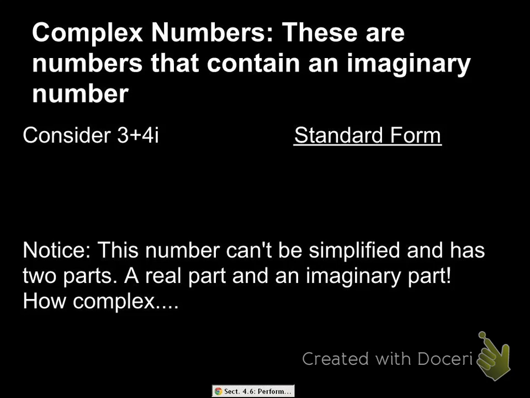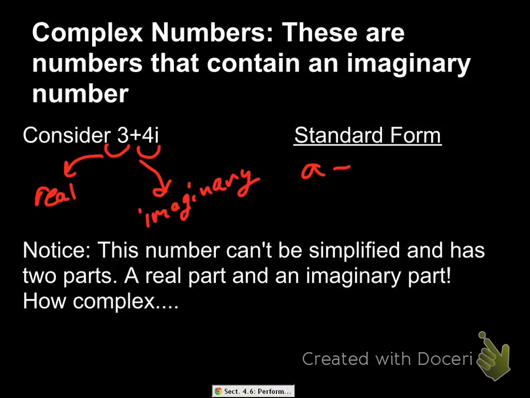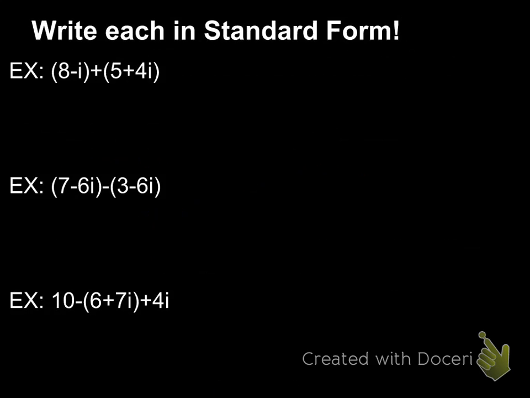Okay, so if we think about the number 3 plus 4i, that's got a real number and an imaginary number, right? So this has a real part, and this has an imaginary part. Standard form of a complex number would be something like a plus bi. Okay? And that pops up on the quizzes.